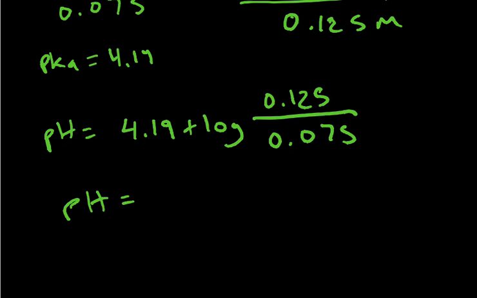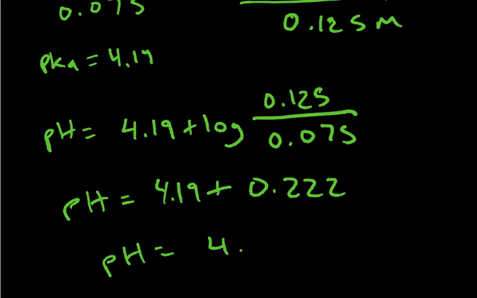You plug that in, and you get pH is equal to 4.19 plus the log of 0.125 divided by 0.075, which would be 0.222. So instead of a negative, now we have a positive. So the pH now equals 4.41.